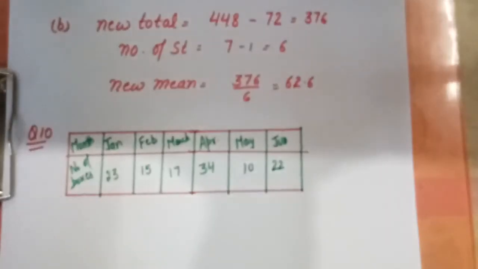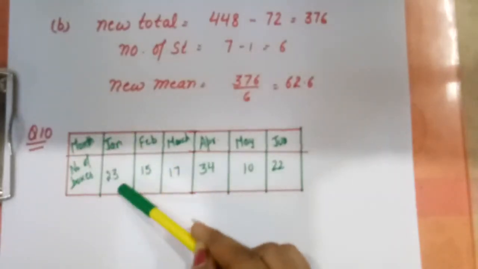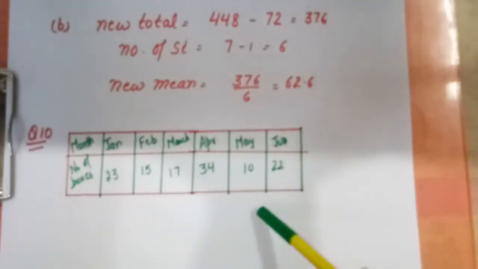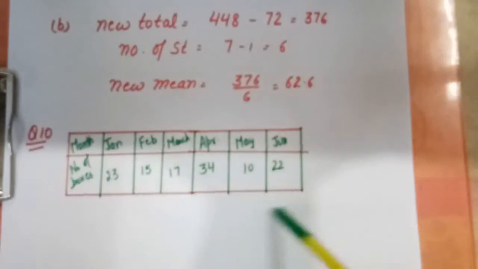So now we have question number 10. Use the table to construct a bar graph to display the information about the number of geometry boxes sold by a stationer in the first half of 2017 and answer the following questions. In the table, the number of geometry boxes sold in January is 23, February 15, March 17, April 34, May 10 and June 22. So you have to draw this information on a bar graph. So let's take one bar graph.